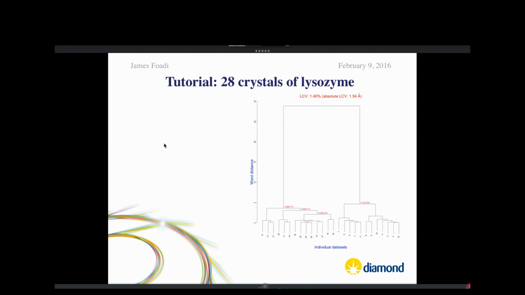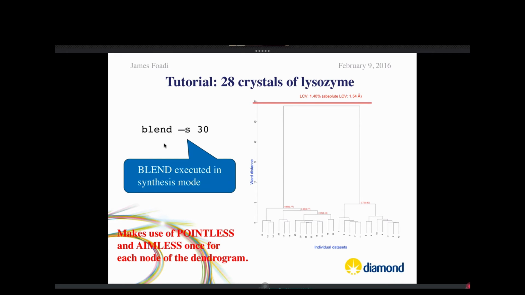In this specific example, the full dendrogram is displayed below a Ward height of 30. We can thus select the value in the Blend command line. The command for the execution of Blend in synthesis mode includes the -s string, followed by the Ward level selected, 30 in this case. It is also possible and useful to use ALCV and LCV values rather than the Ward height. In the synthesis mode, Pointless and Aimless are executed once for each cluster. The resulting files and all relevant logs are stored in a new directory called merged_files.